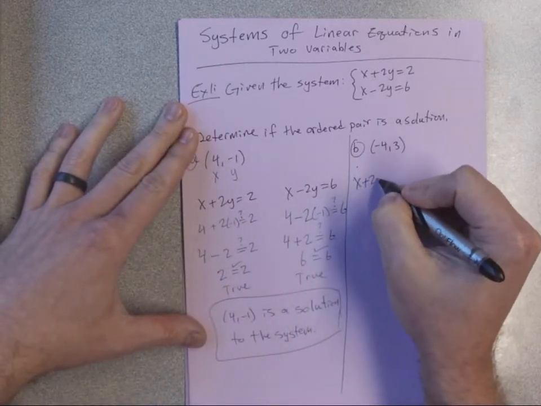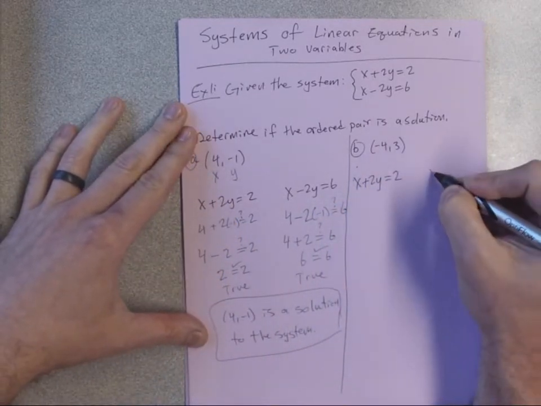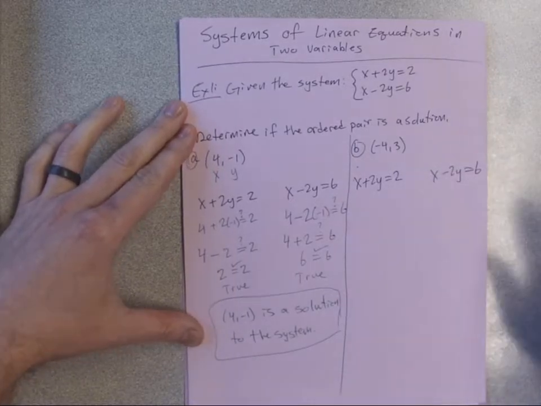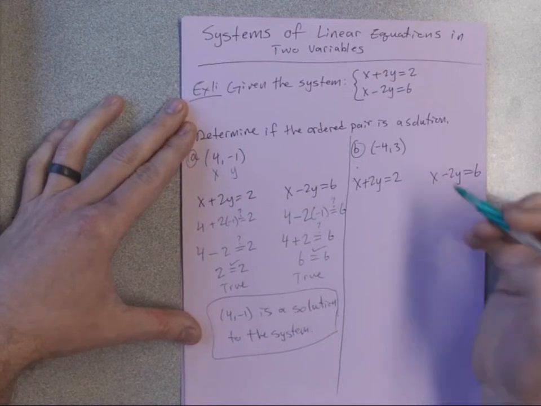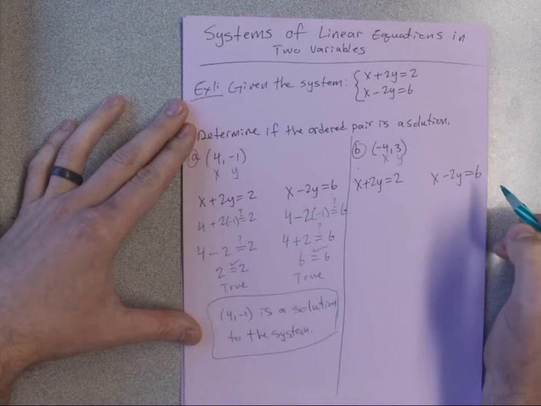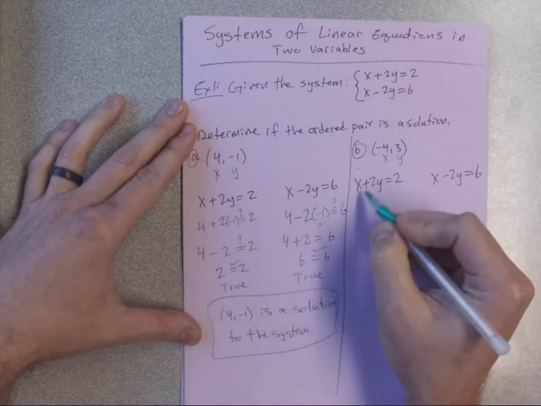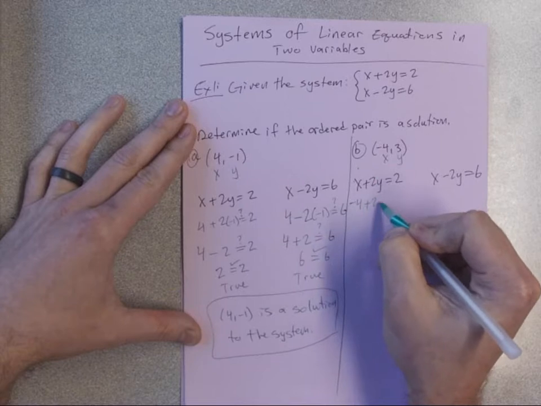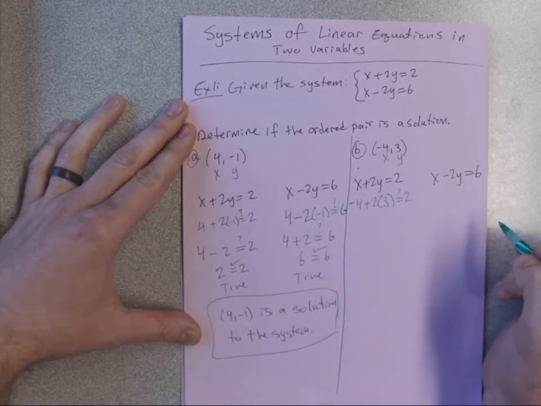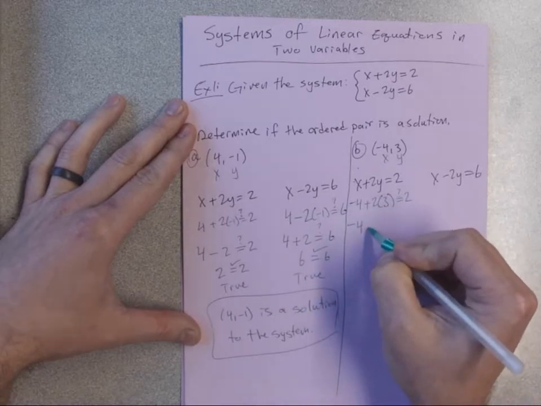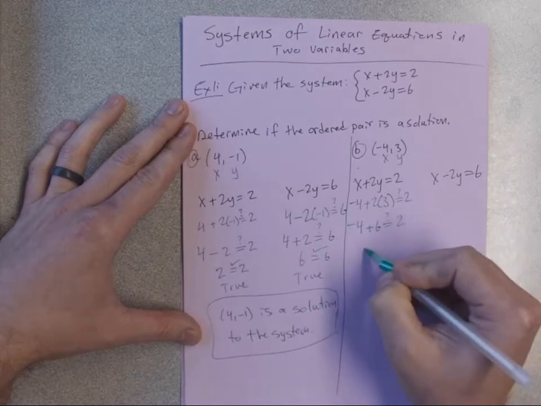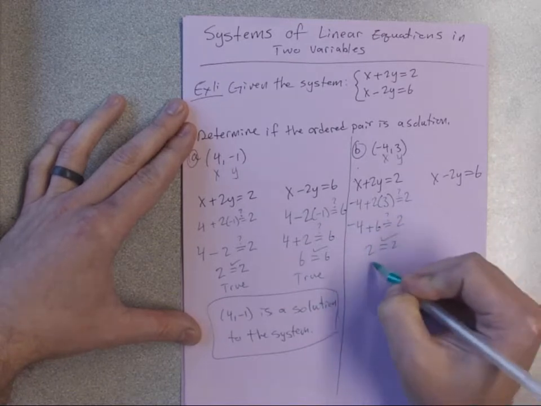x plus 2y is equal to 2, and x minus 2y is equal to 6. And I want to plug this same ordered pair into both of these equations. So when my x value is -4 and my y value is 3, I'll plug those in here. x is -4 plus 2 times y, which is 3, and I'm questioning if that's equal to 2. Doing some simplifying, -4 plus 6, and I'm questioning if that's equal to 2. So 2 is equal to 2. Yes, this one is true.